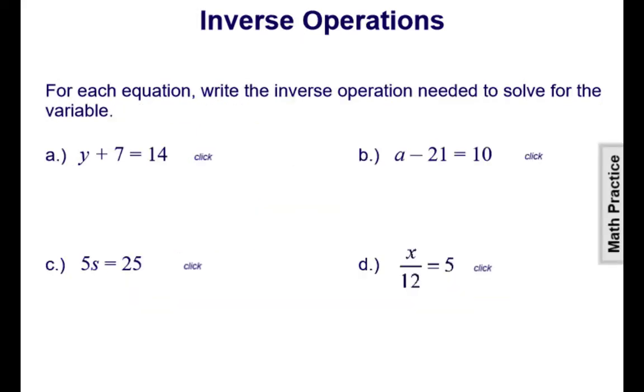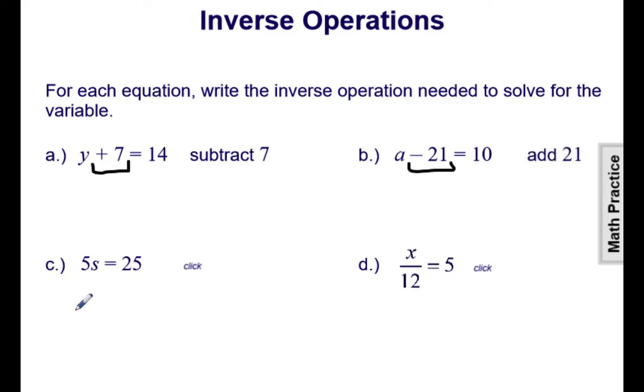So here we have the first one, y plus 7 equals 14. If our current operation is adding 7, our inverse would be the opposite of adding, which would be to subtract 7. Here we have b is a minus 21 equals 10. The current operation is subtracting 21. So we need to do the inverse, or the opposite, of subtracting 21, which would be to add 21.